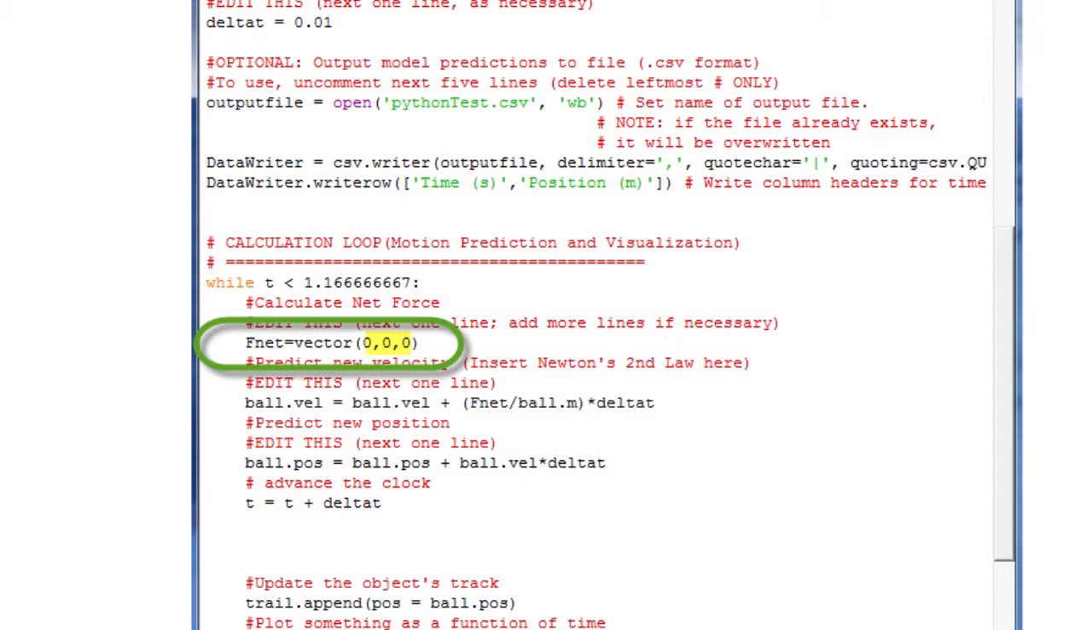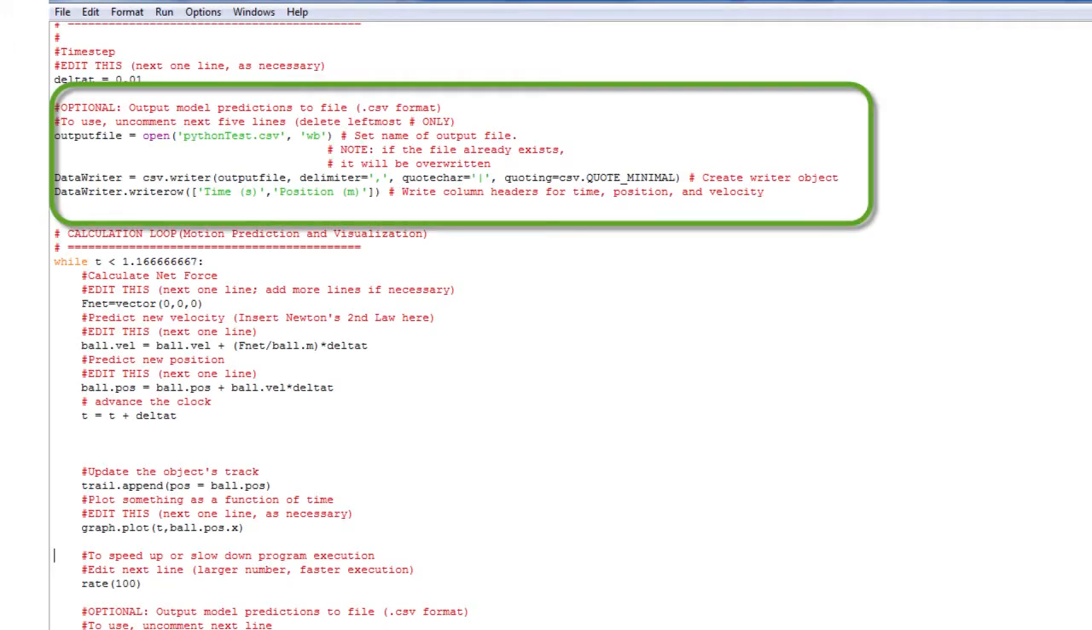To define F net, I want to assume no net forces, so I set the net force to 0 to get the velocity constant. To export my computer model results in a usable format, I uncomment certain lines of code so the results will be output into CSV format. The data can then be analyzed in a spreadsheet program.